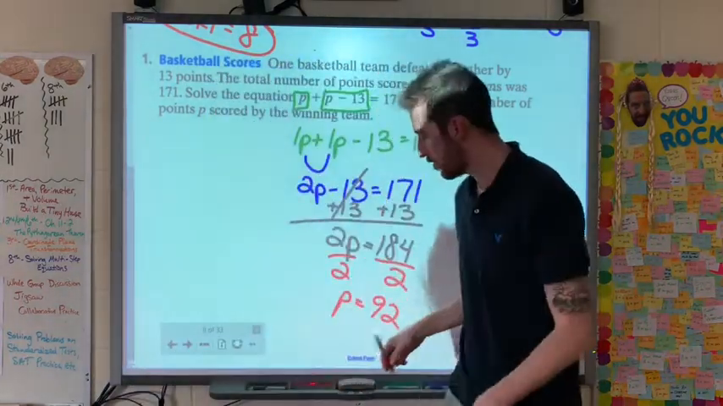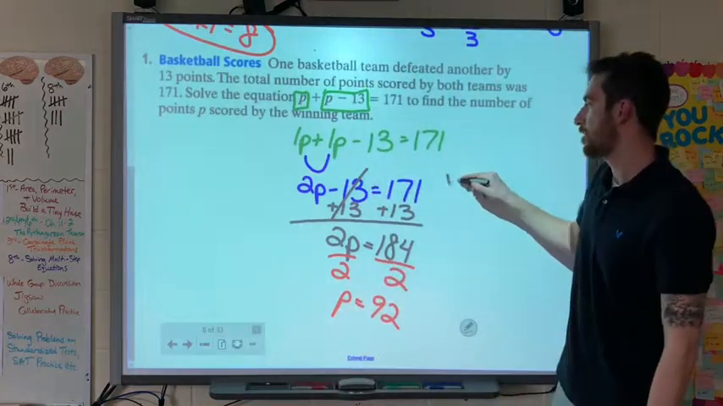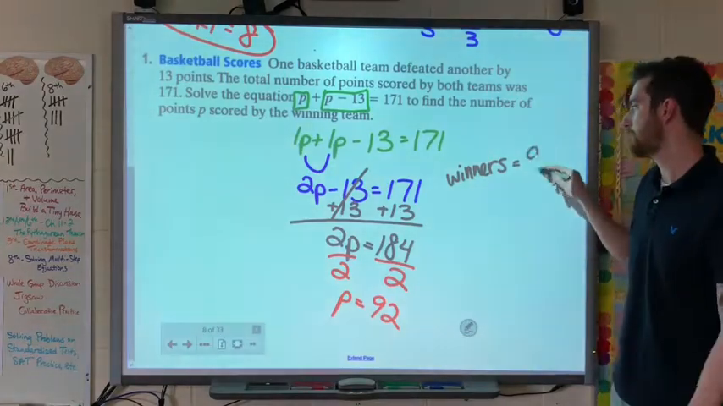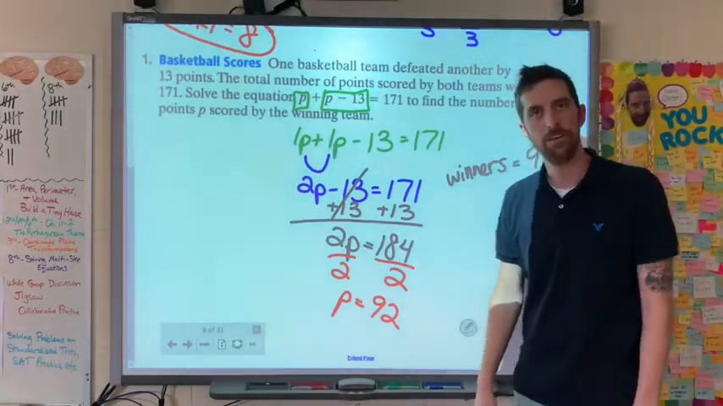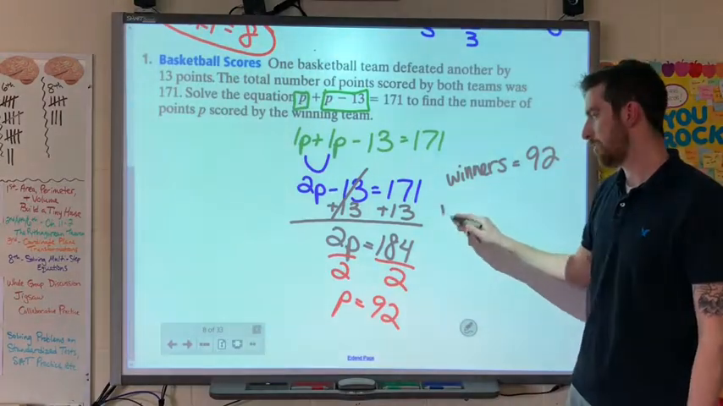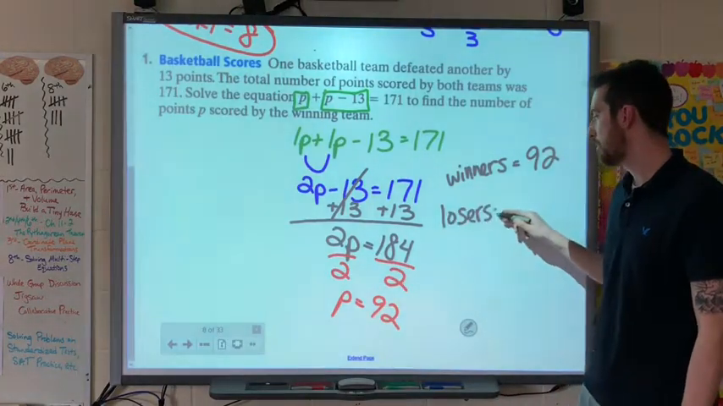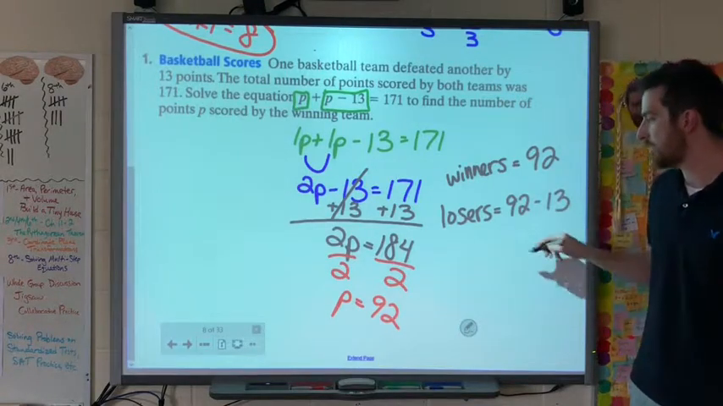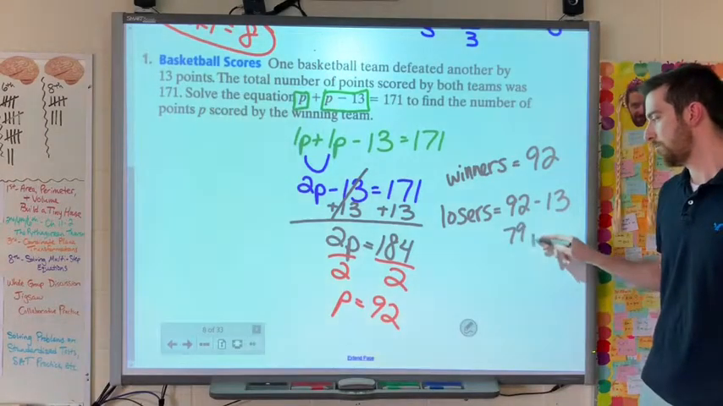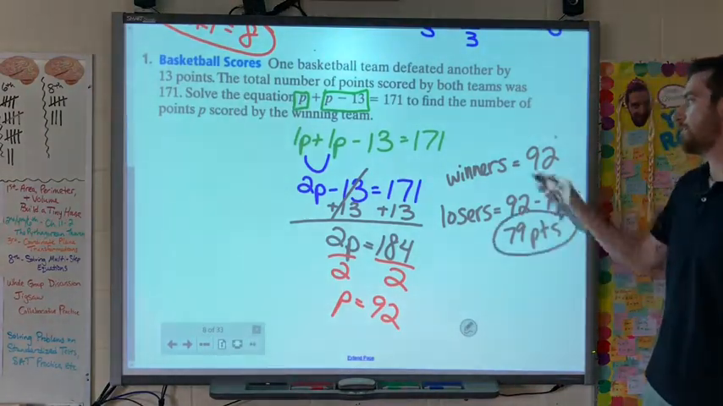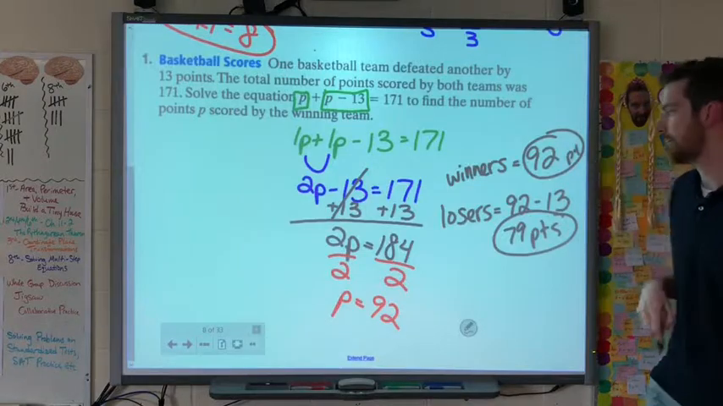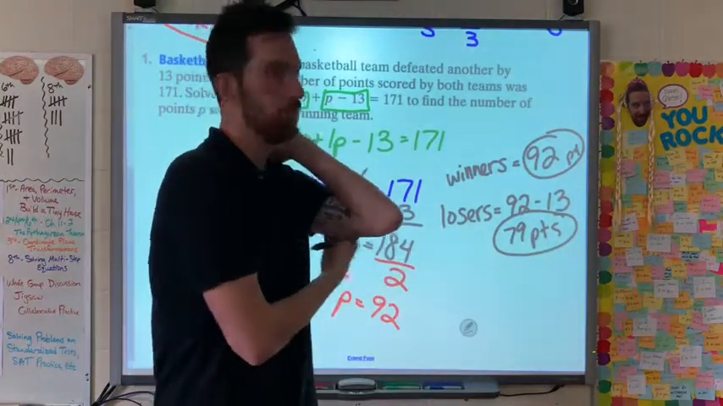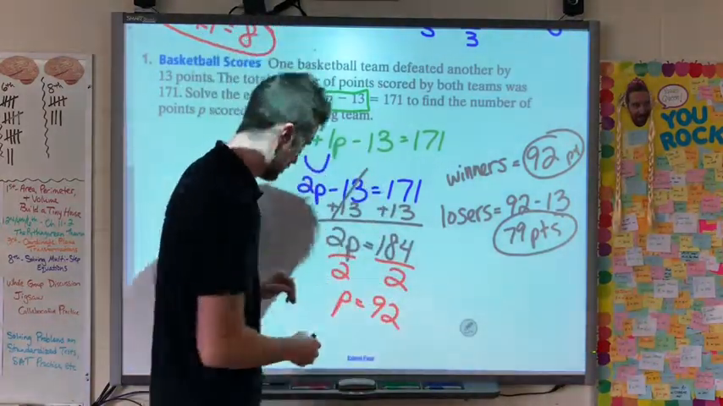Now remember, P was the winning team. So the winners had 92 points. The losers had 13 points less than that. So losers is 92 minus 13. Let's see, 82 minus 3 is 79. So they had 79 points. Winners, 92. Losers had 79 points. Pretty challenging, but let's try out some nastier ones.